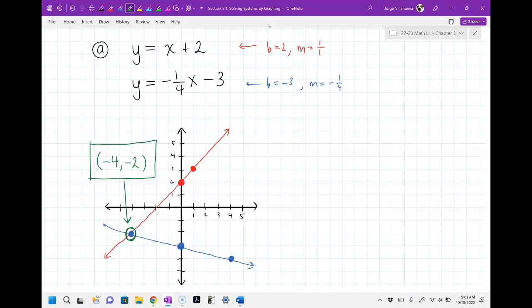By the way, if you're wondering what exactly are we figuring out, this point where they cross, if you were to plug it into both of those two equations, you would get true statements. So if you plug it into the top one, you would get negative 2 equals negative 2. So that's true. If you plug it into the bottom one, you would get negative 2 equals negative 2 again. True statements, that's what you get. So that's what makes them solutions, because they make both true.